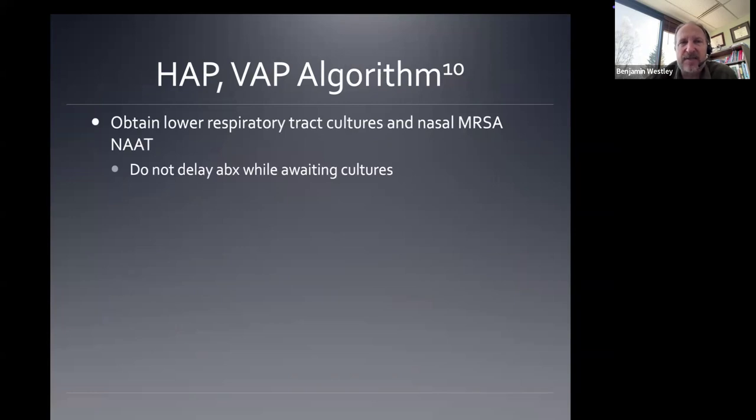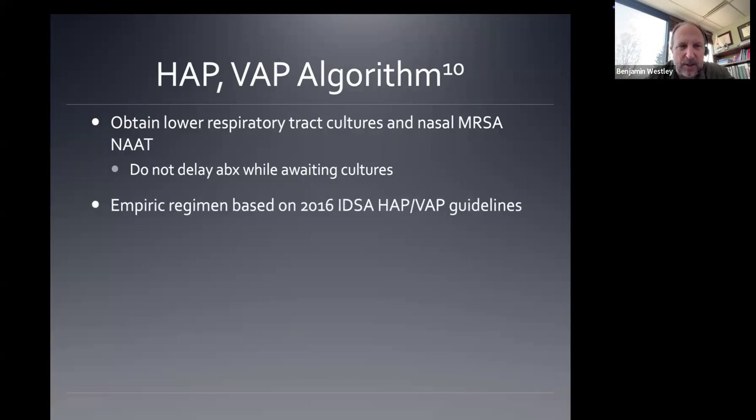So our current algorithm is that we definitely want cultures because we would like to know what kind of resistant organisms we might be dealing with. And we also try to do a nasal MRSA NAT on all these patients that are starting antibiotics in the hospital for a hospital or ventilator pneumonia. However, we don't want to delay the antibiotics while getting the cultures. So if a patient's got pneumonia, meaning the X-ray has a new opacity, they have fever, white blood cell counts elevated, et cetera, they're having problems with gas exchange, they need to be put on antibiotics while the cultures are obtained.